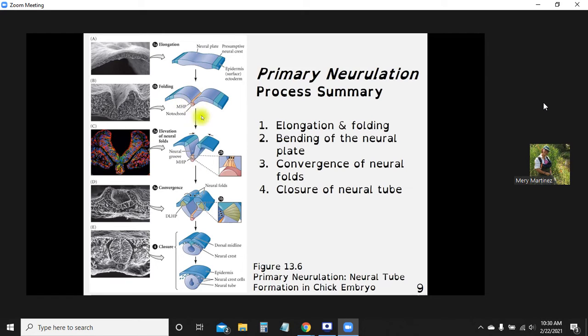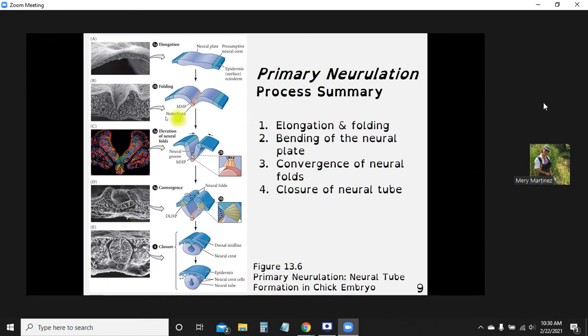And we see here the MHP, that's the median hinge point, okay? That is like a hinge on a door, right? You can open and close. So that's the mid-hinge point, just in the groove, okay? Right in the middle, separating the right and the left side, okay?